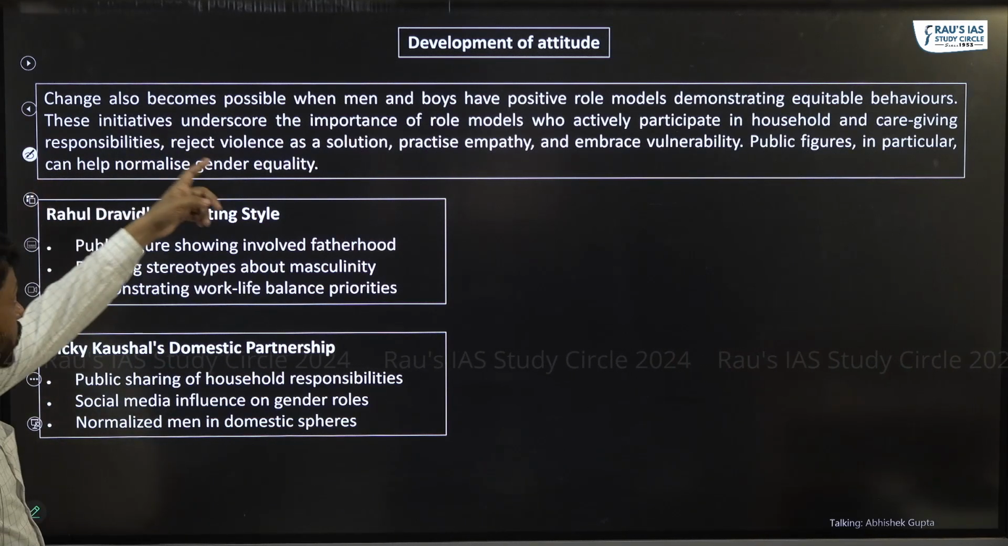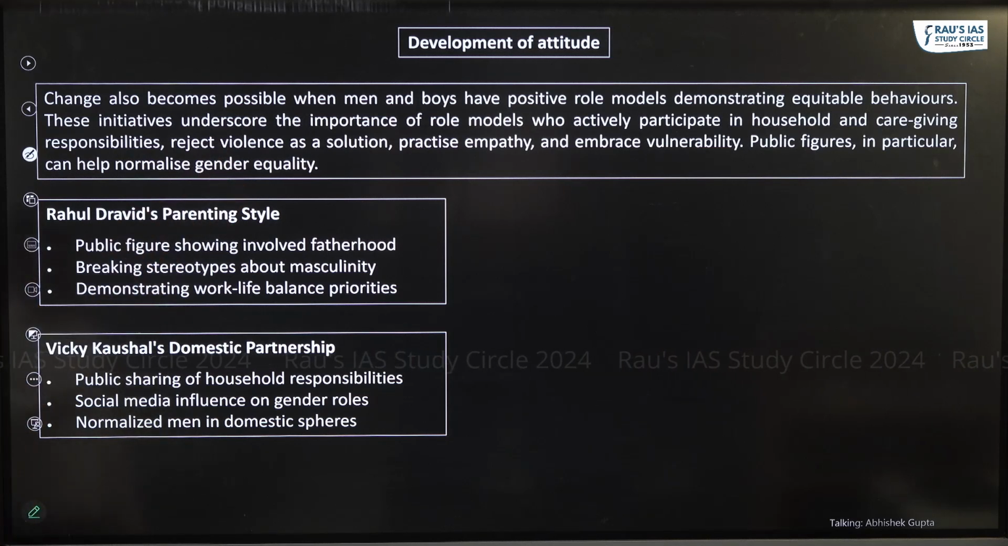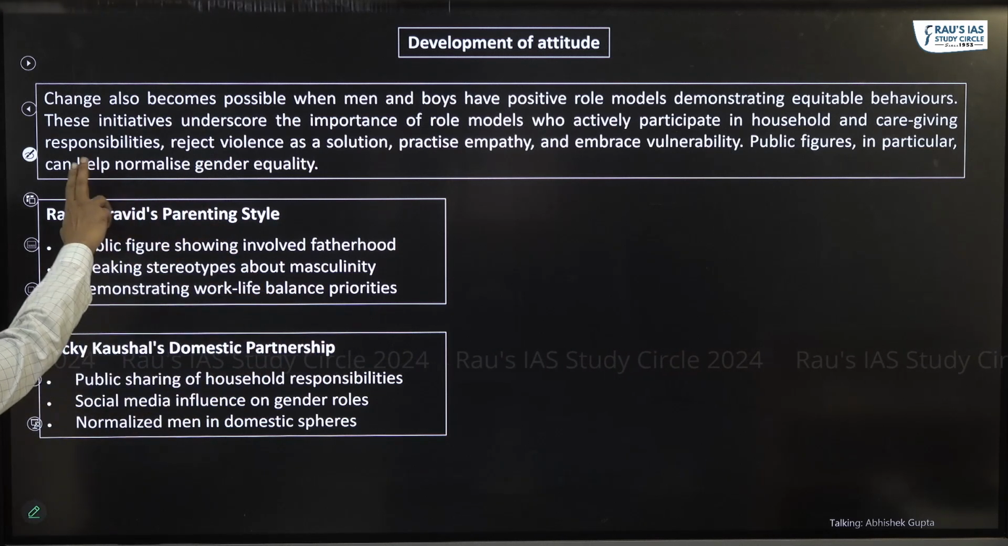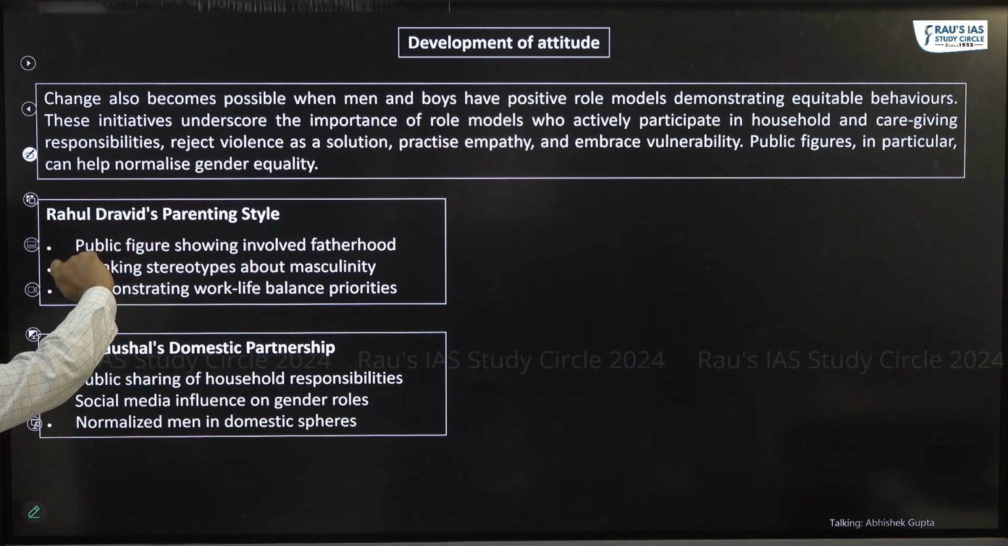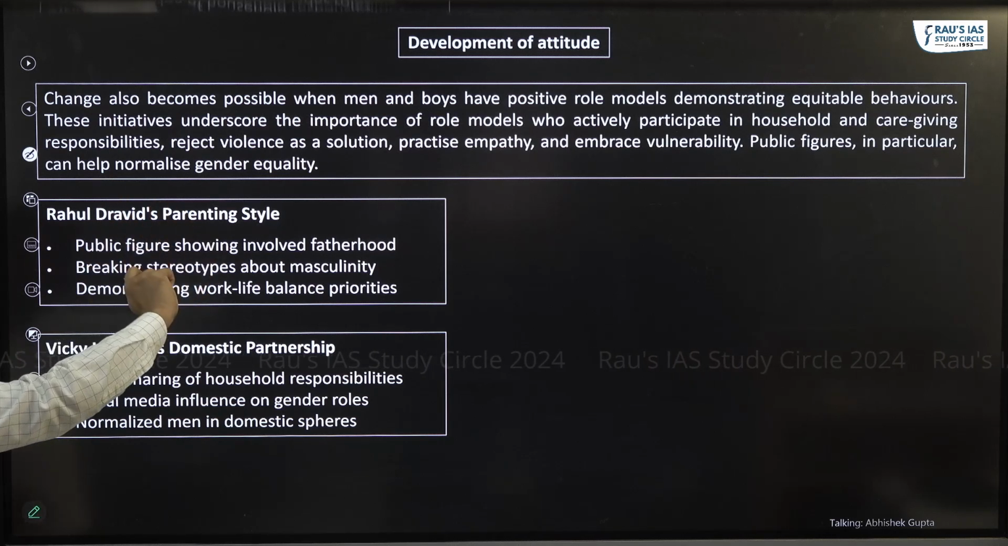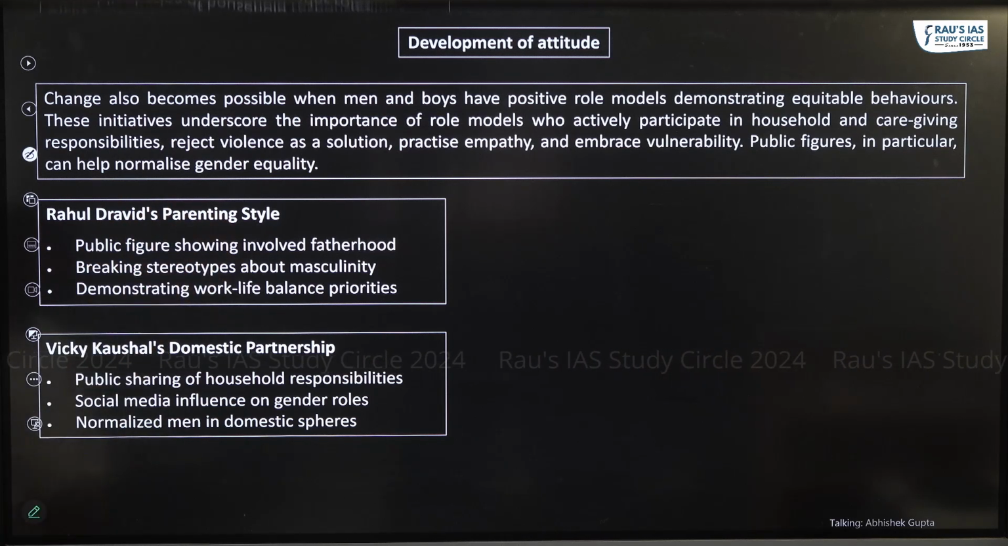Change also becomes possible when men and boys have positive role models demonstrating equitable behaviors. These initiatives underscore the importance of role models who actively participate in household and caregiving responsibilities, reject violence as a solution, practice empathy, and embrace vulnerability.